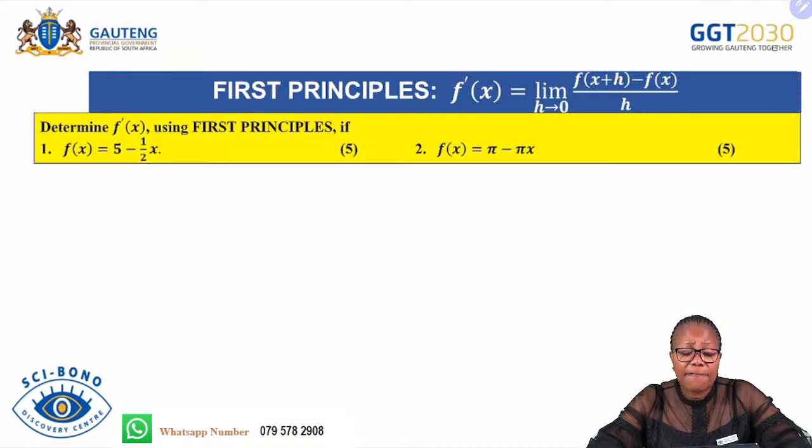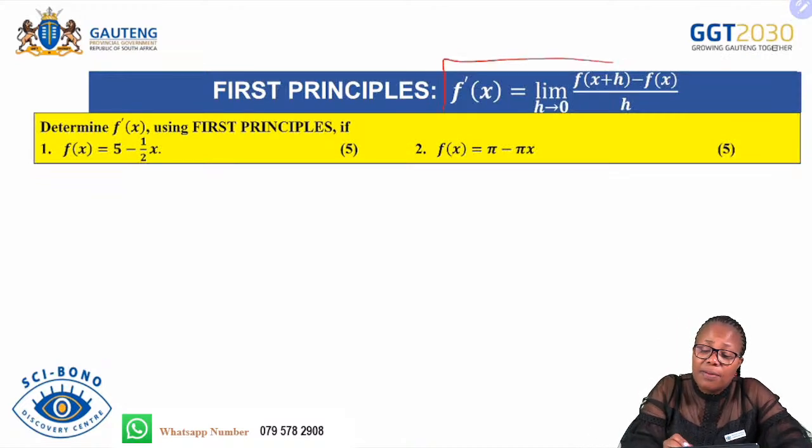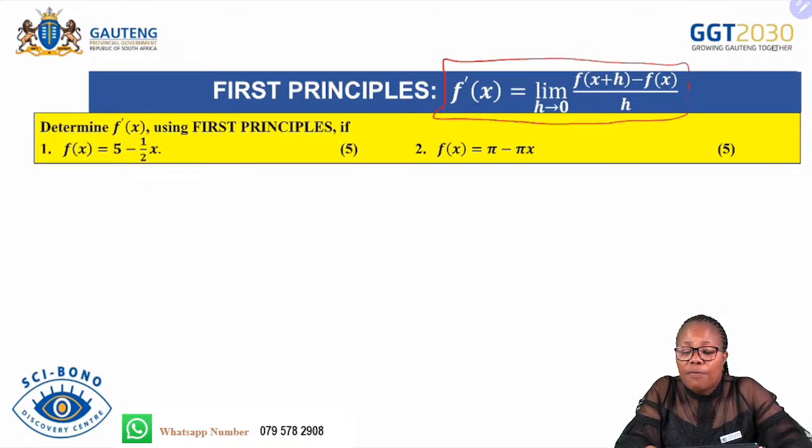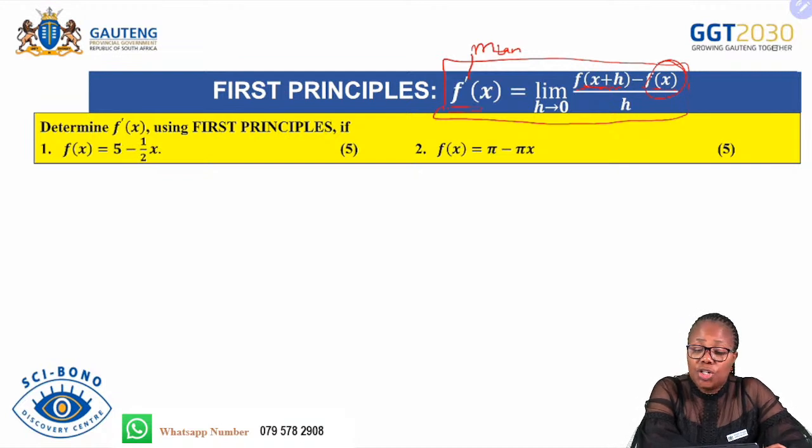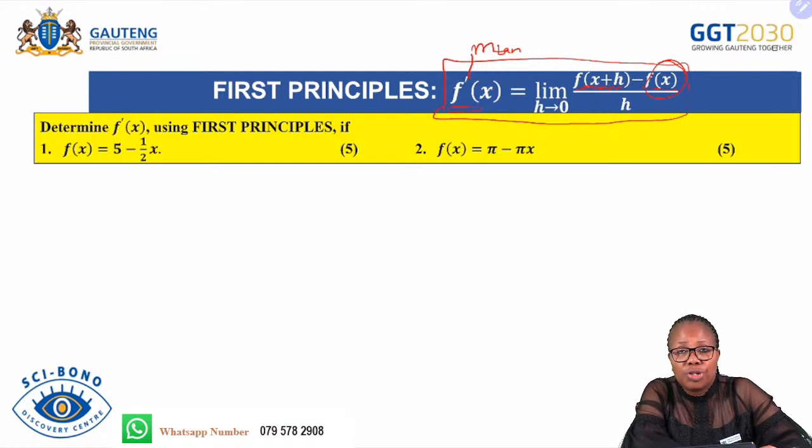So we have the first principles formula. Remember, I've already indicated you will find the formula on your formula sheet. In order to find f'(x), which is the gradient of a tangent to a function, you need f(x + h) and f(x). f(x) will always be given to you. Yours is to find f(x + h) before you substitute into your derivative formula.